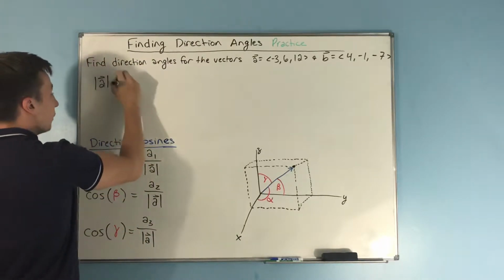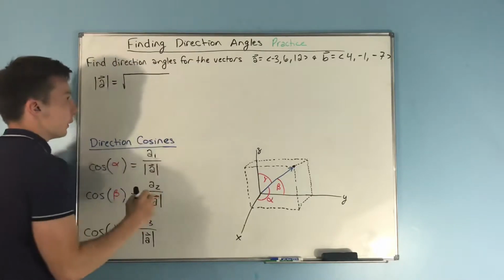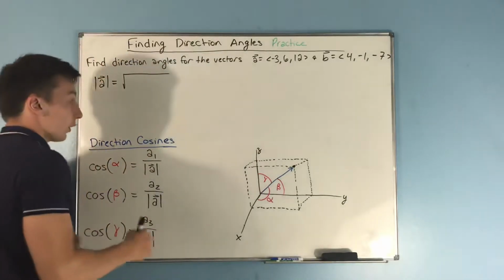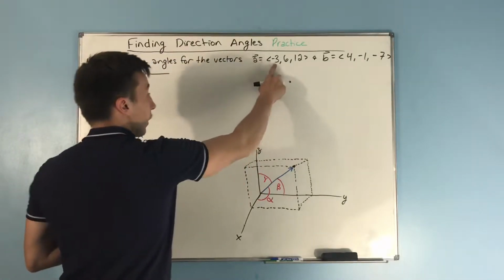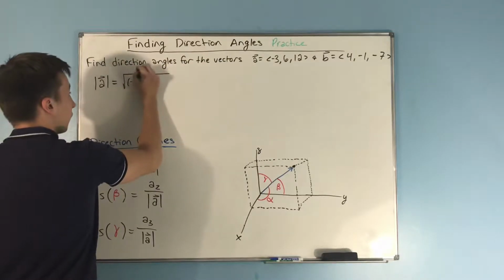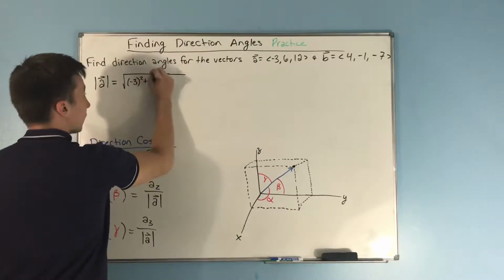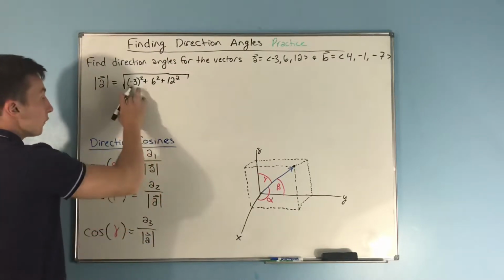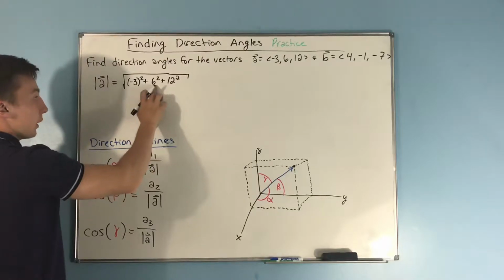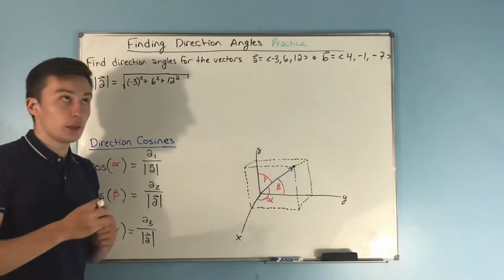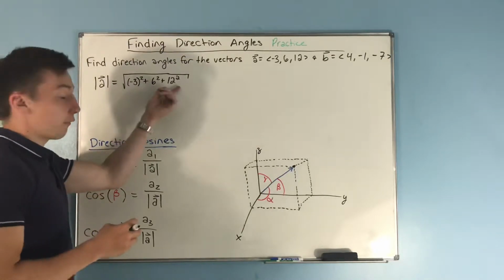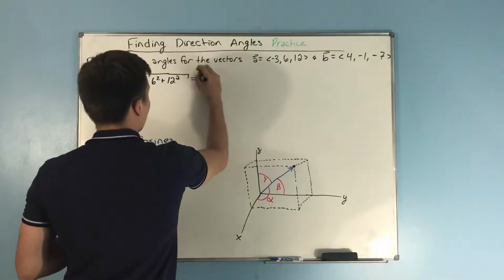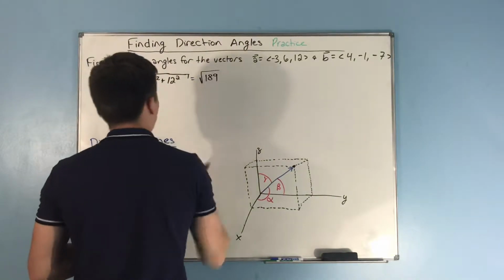So let's do that. The magnitude of A is going to be equal to the square root of all of our components squared added together. Okay, so the sum of the squares. So now you have a -3 squared plus 6 squared plus 12 squared. Okay? And, well, -3 squared, that's 9, plus 36 is going to be 45, plus 144 is going to be 189. Okay? So you get that this is equal to the square root of 189.